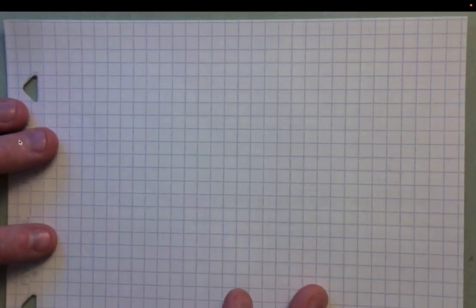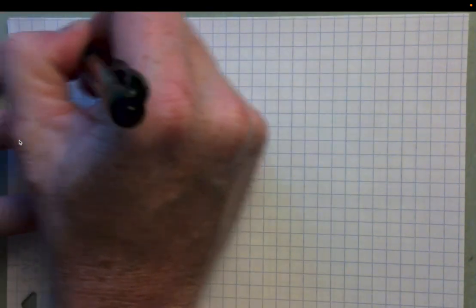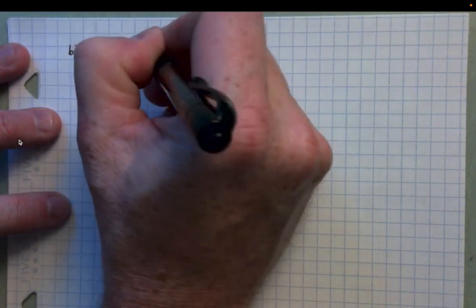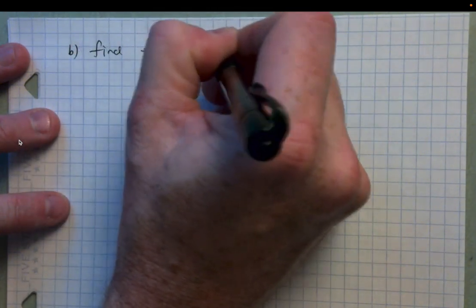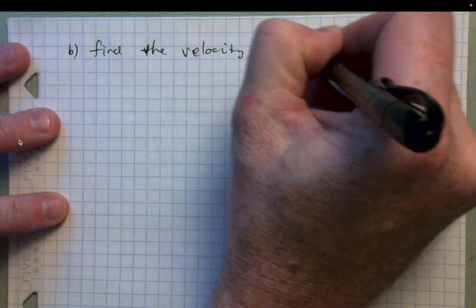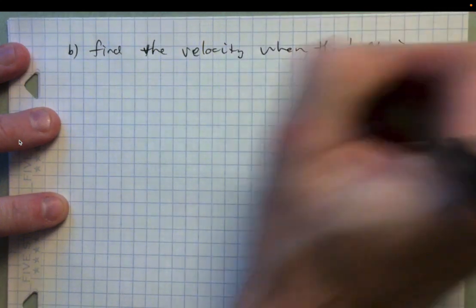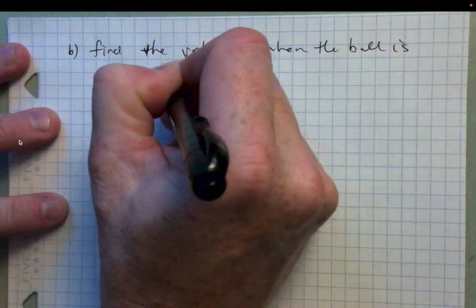Now what about part B? So what were we asked in part B? Well, in part B, we want to find the velocity when the ball is 5 meters above the building.